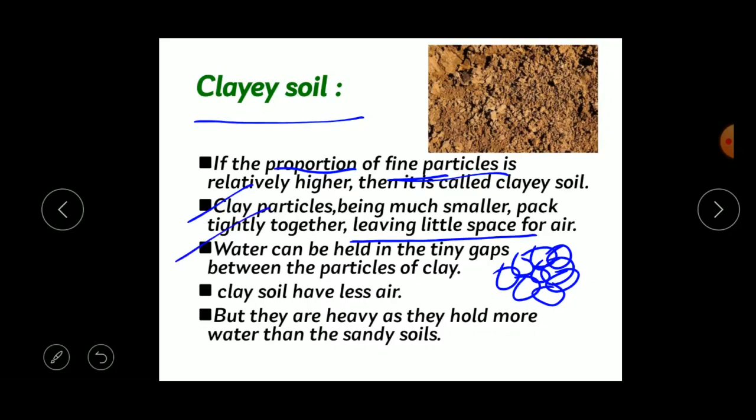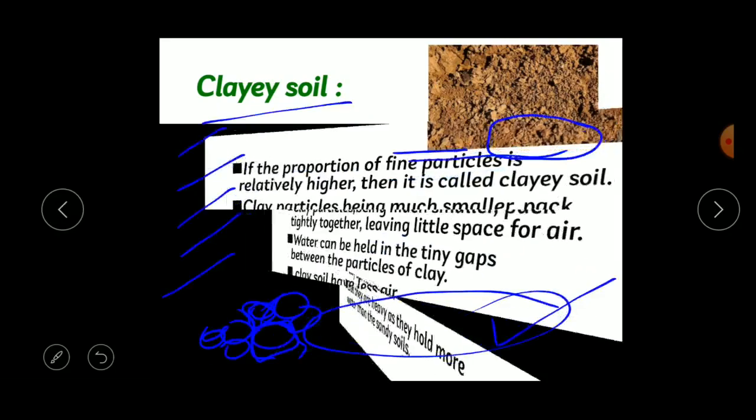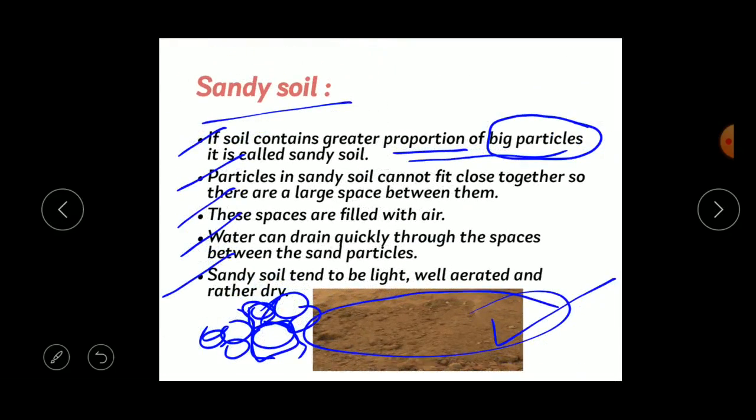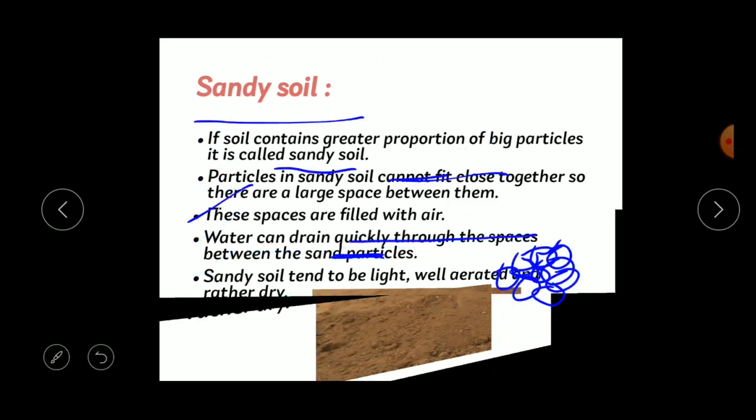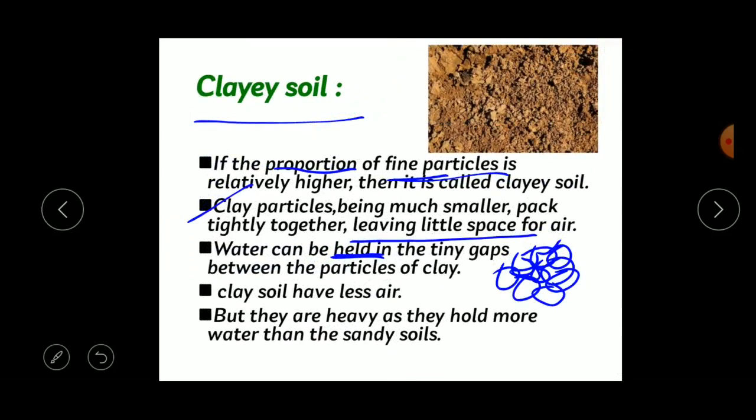The next point is water can be held in the tiny gaps between the particles of clay. So in clay soil, water can be held in the very little space between the clay particles. Whereas in sandy soil, the water drains very quickly and it cannot hold the water because of the more space between the sand particles. Here it is totally opposite: water can be held because of the tiny gaps between the particles.